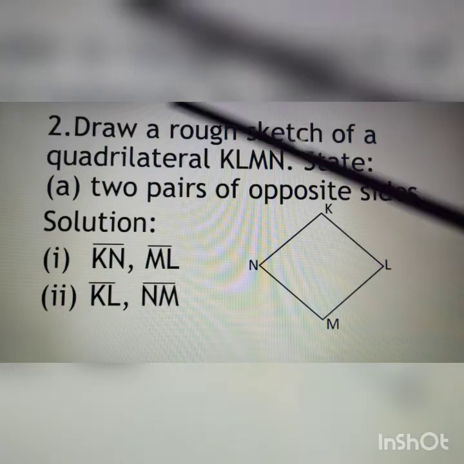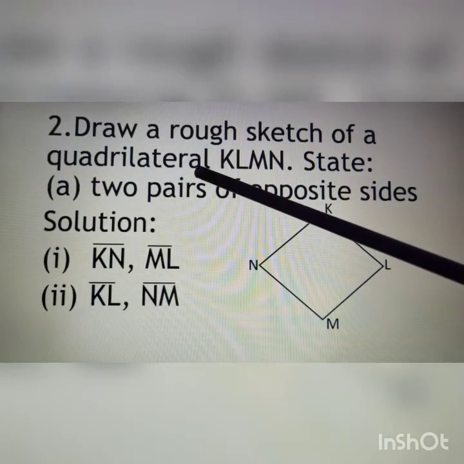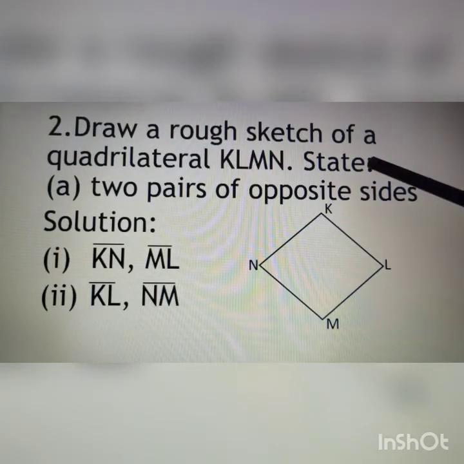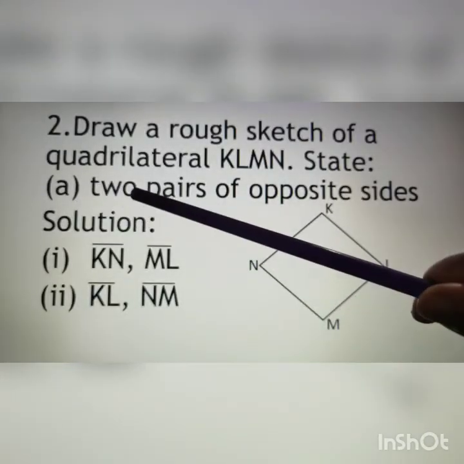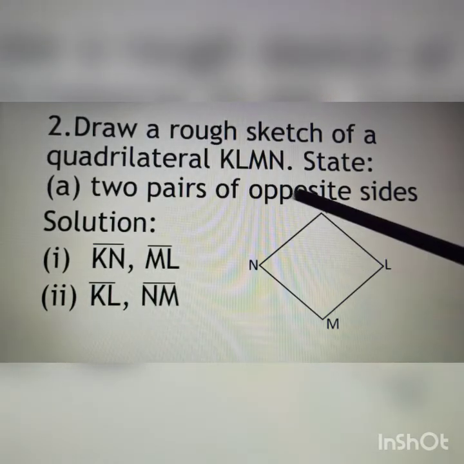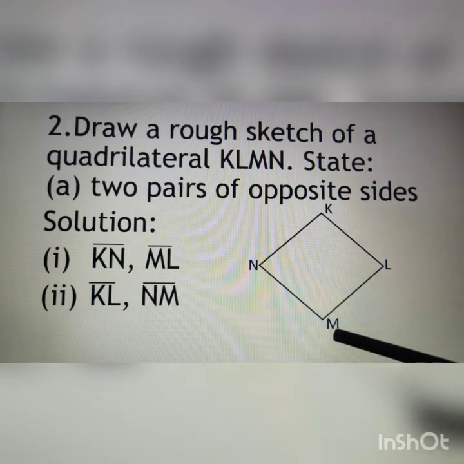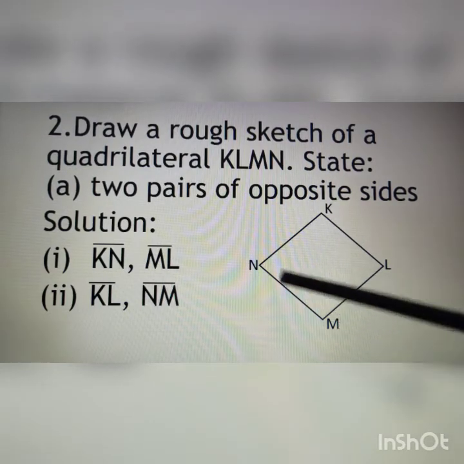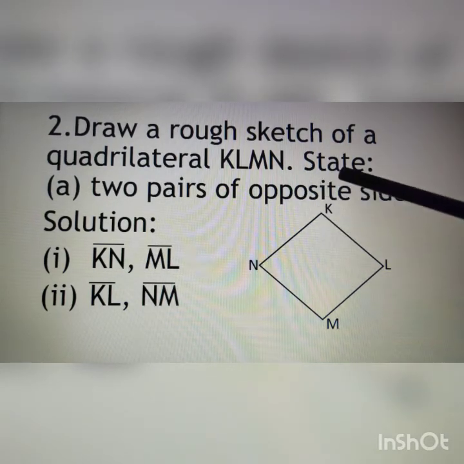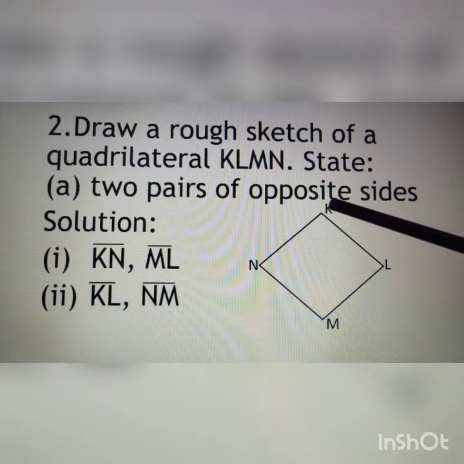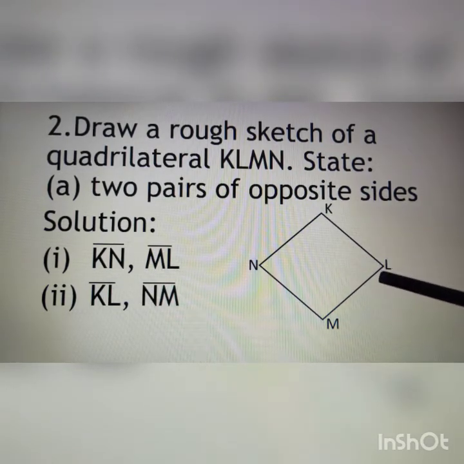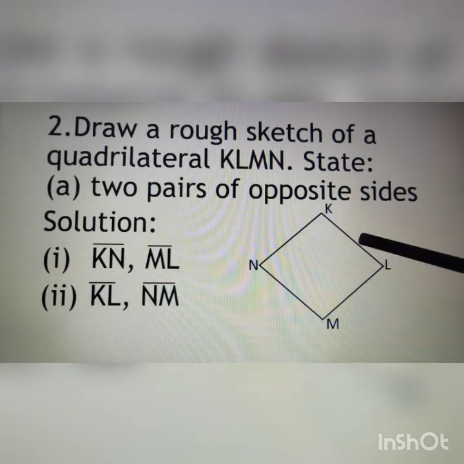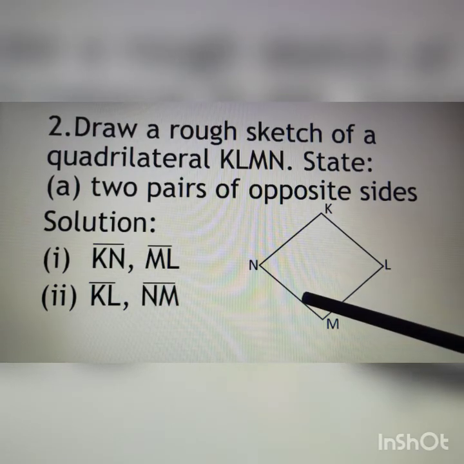Question number 2. Draw a rough sketch of a quadrilateral KLMN. State, first question, two pairs of opposite sides. Find two pairs of opposite sides. So, quadrilateral KLMN is drawn. Now, two pairs of opposite sides are KN opposite to ML and KL opposite to NM.